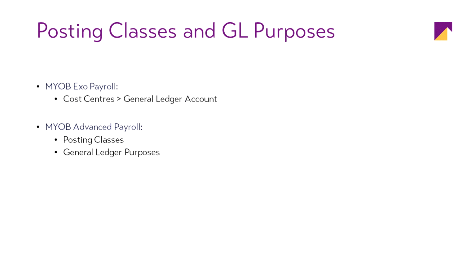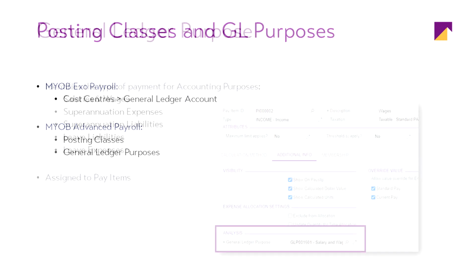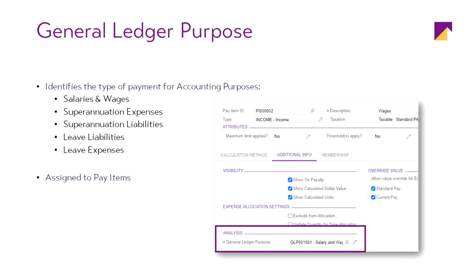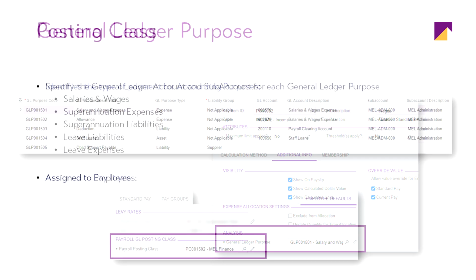In MYOB Advanced Payroll, this is achieved through posting classes and general ledger purposes. The general ledger purpose is used to identify the type of payment for accounting purposes, for example salaries and wages, superannuation expenses, superannuation liabilities, leave expenses, etc. Each pay item is assigned the appropriate general ledger purpose.